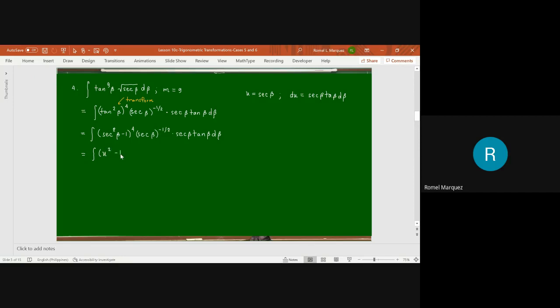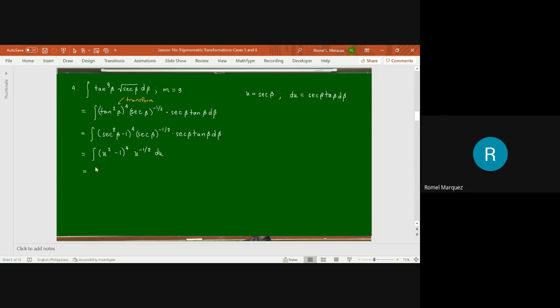So this is it. So we can have it u squared minus 1 raised to 4. Secant beta is u to the negative 1/2, so that you can easily understand the expansion in simpler form. And this is du, exactly the du of this, no?